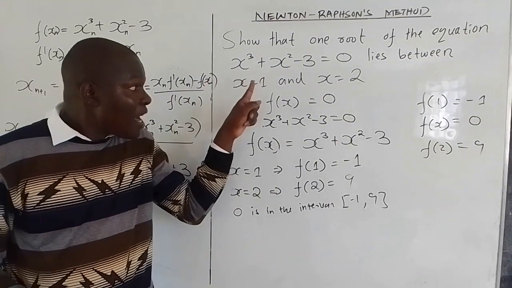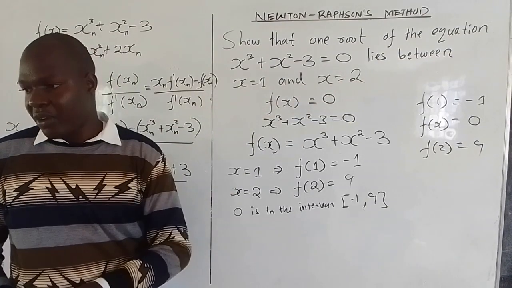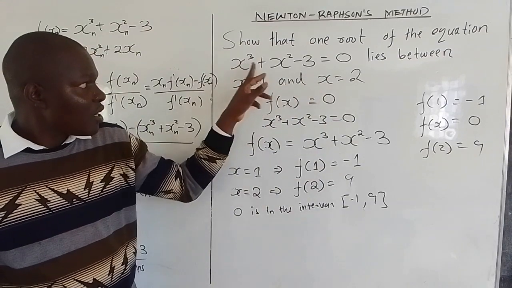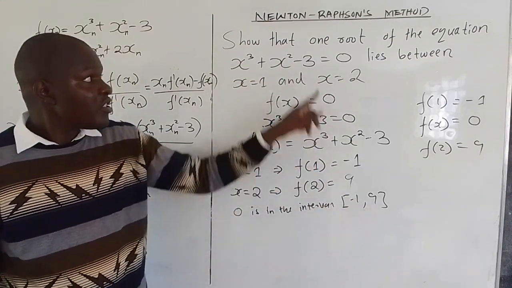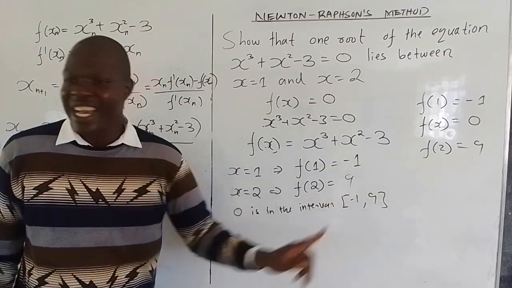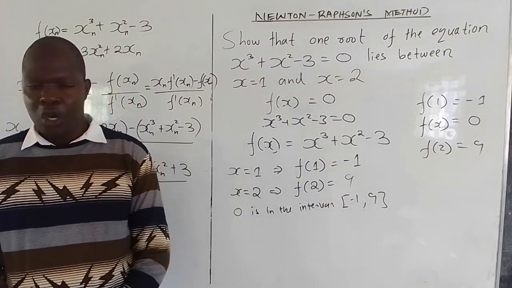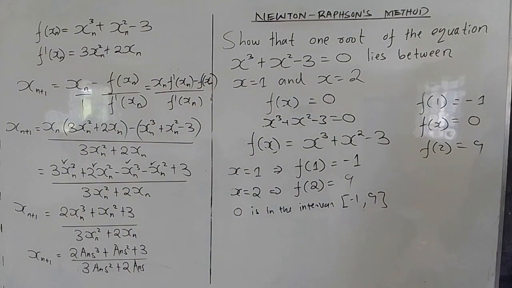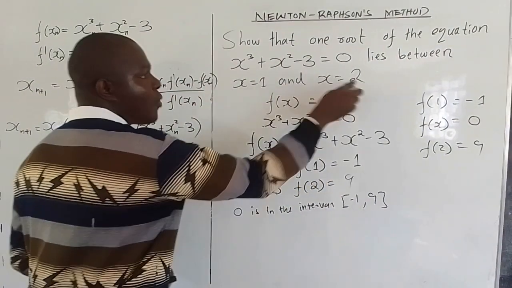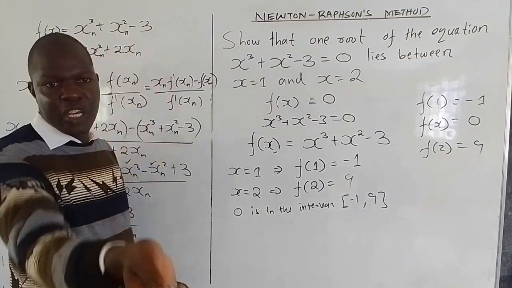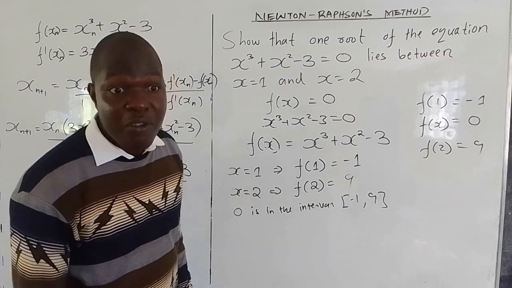So the root must be between 1 and 2, like 1.5. Where there is x, if you put 1, we got negative 1. Where there is x, if we put 2, we got 9. We were supposed to get 0, but we got negative 1 and 9, meaning 0 is between negative 1 and 9. That was the implication of proving that the root is between 1 and 2. So when you are choosing x naught, choose a value midway between 1 and 2. That is the average, 1 plus 2 divided by 2, so choosing 1.5 is very convenient, isn't it?